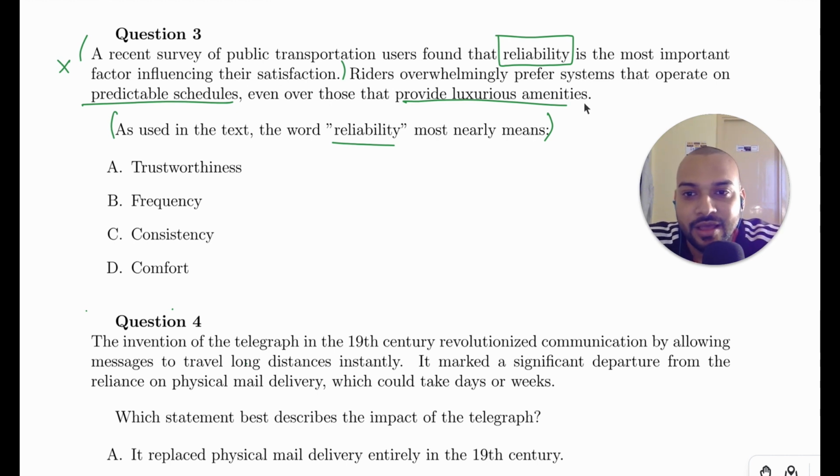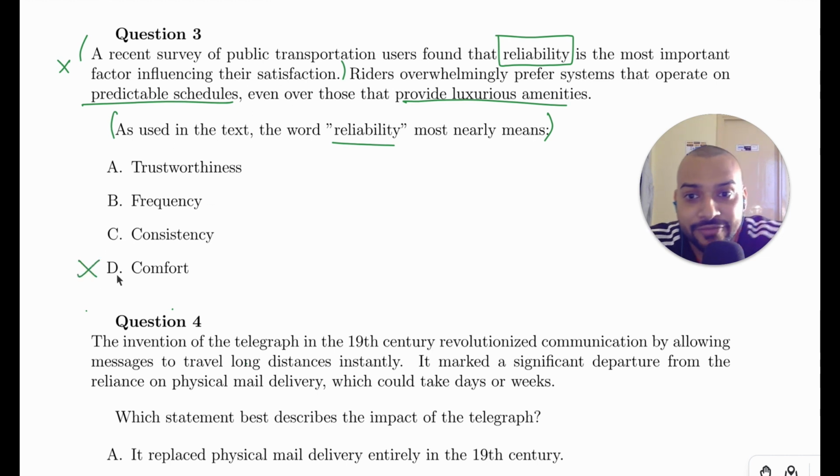So let's see. Option A, trustworthiness. Okay. Option B, frequency. Predictable schedules, frequency makes a link. Okay. Trustworthiness, almost there. These are pretty close words in terms of the context. But let's see if there's any word which is closer to the word reliability. C is consistency. D is comfort. Okay. Comfort is one thing which they definitely don't want. They're valuing reliability on top of comfort. So option D goes away.